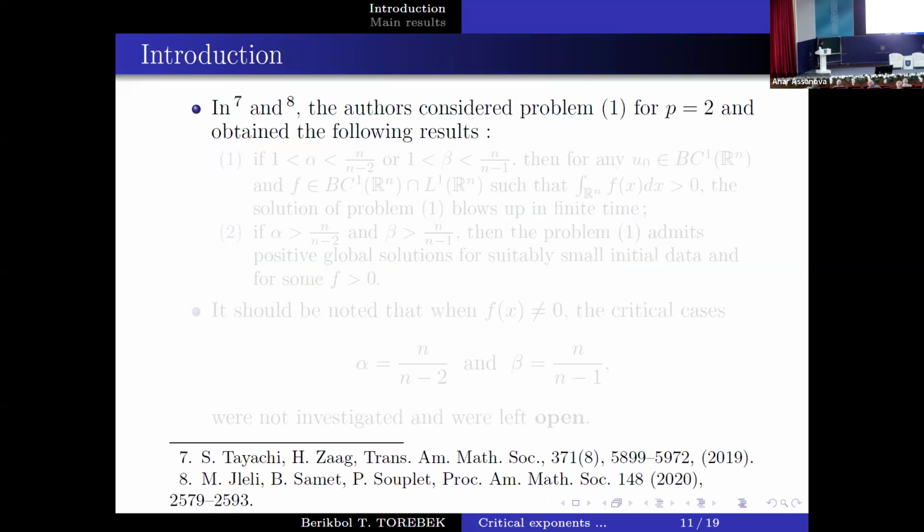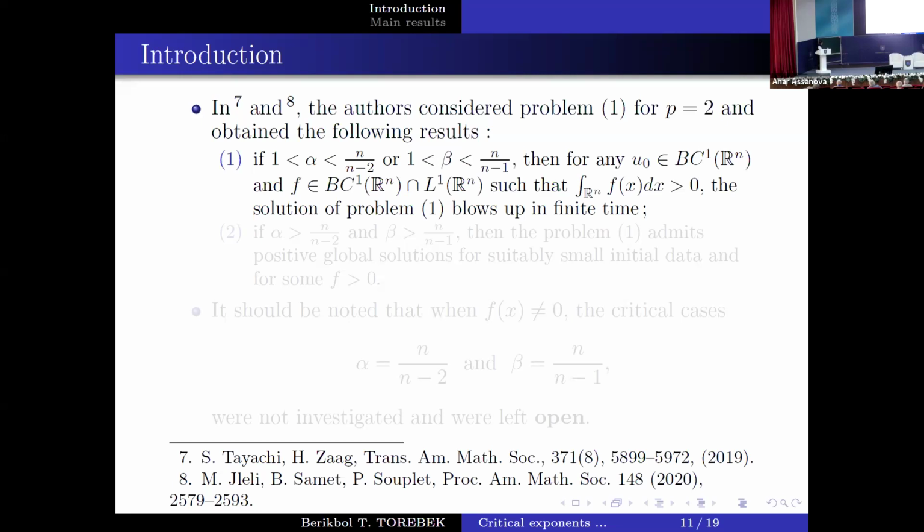And in 2019, Tayachi and Zaag considered the same problem as we consider, but without a forcing term, and with the classical Laplace operator. And later in 2020, Jleli, Samet, and Souplet considered it with a forcing term.